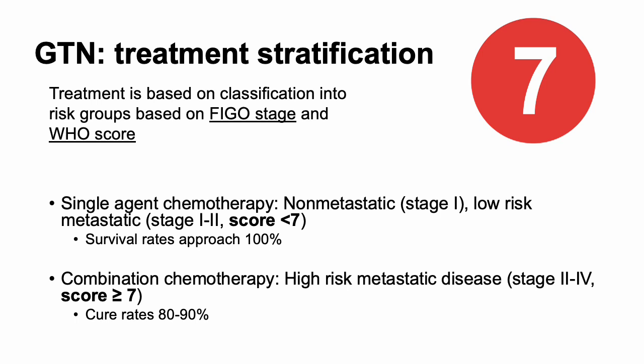Okay, so once you have your stage and your score, you will decide what your next step is. 7 is a number here that will help you determine whether or not you're going to do a single agent chemotherapy or multi-agent chemotherapy. If it's less than 7, single agent; equal to or greater than 7, you're going to do something like EMA-CO.